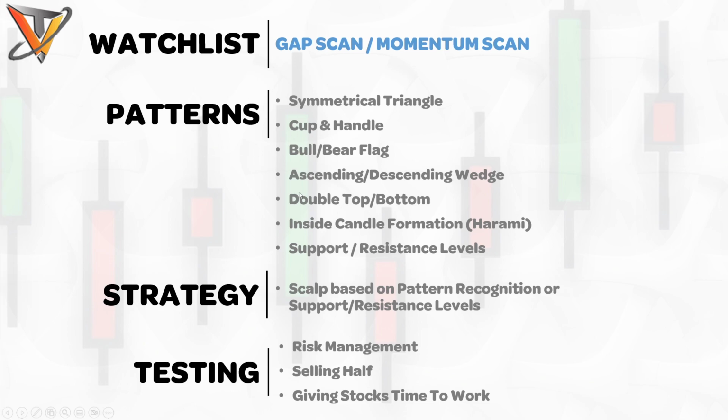Patterns I look for. This is pretty much a summary of the top ones that I look for. I'm lying, I don't really look for cup and handle too often. But I would say symmetrical triangle, ascending wedge, descending wedge, whatever, are the ones I look for most often. And then obviously I always draw my support and resistance levels beforehand or during the trade. So my strategy is pretty much I scalp based on pattern recognition or, like I said, support and resistance levels.